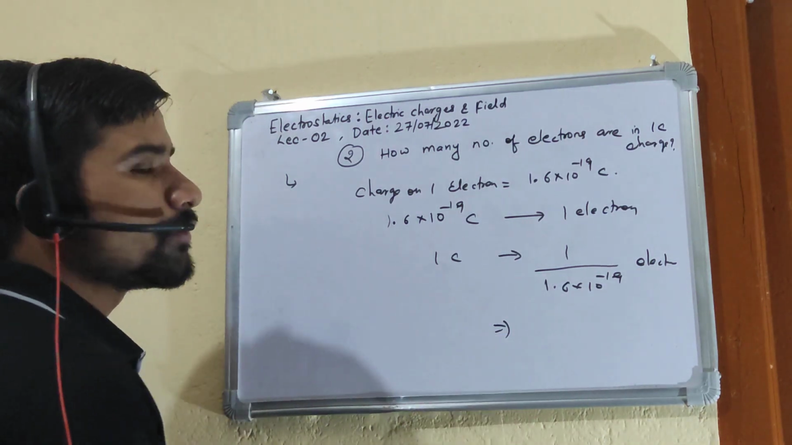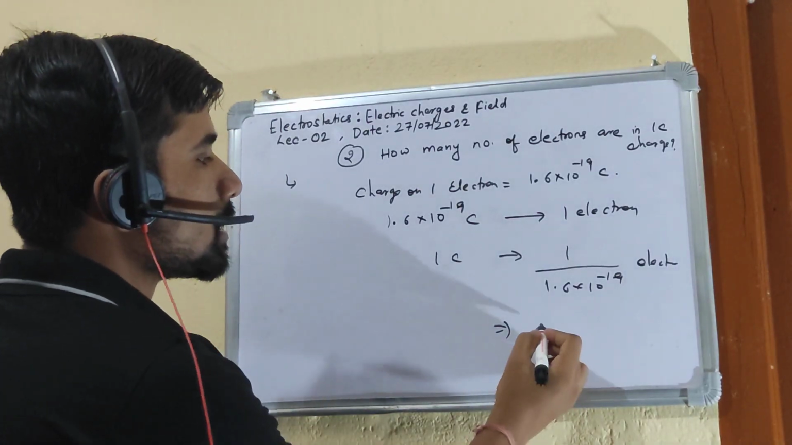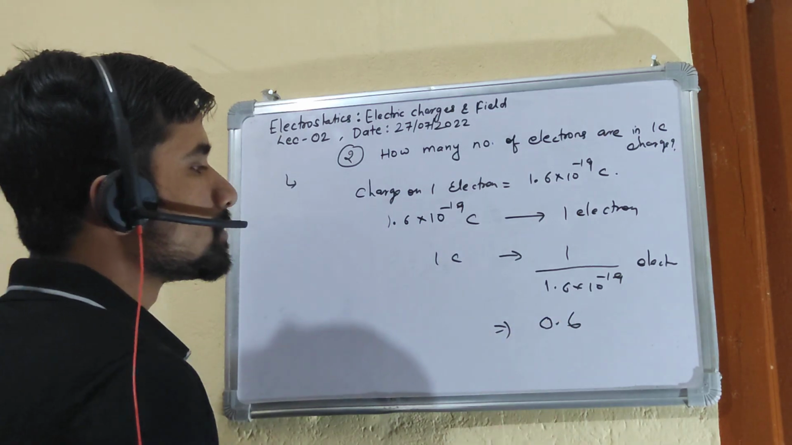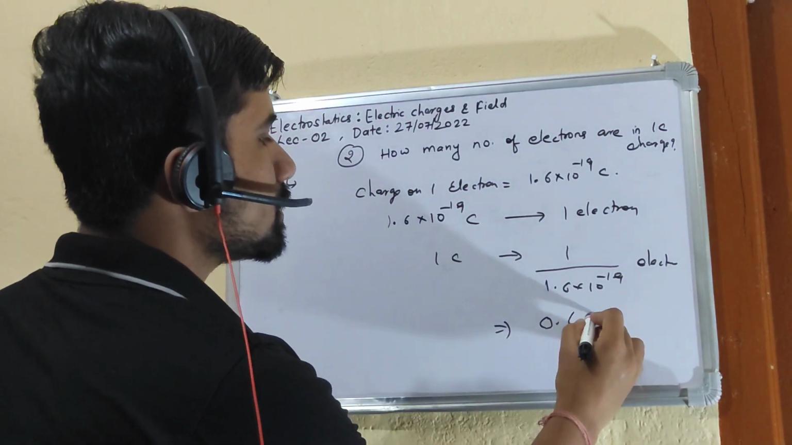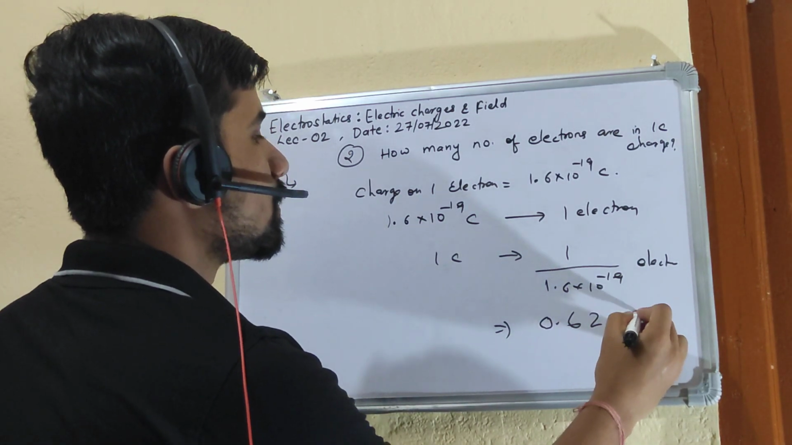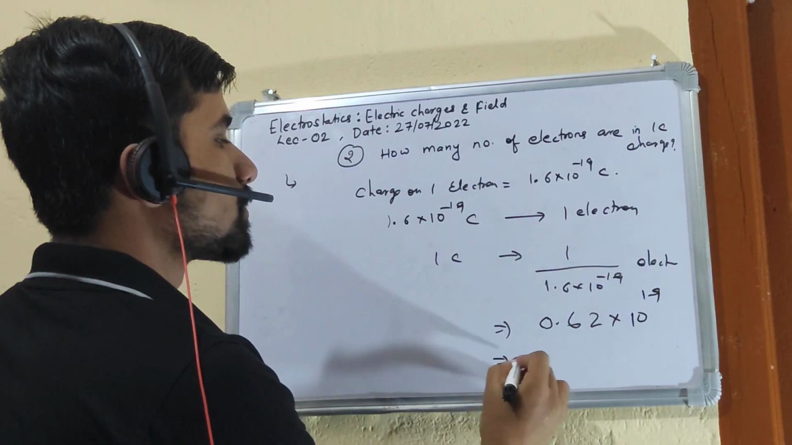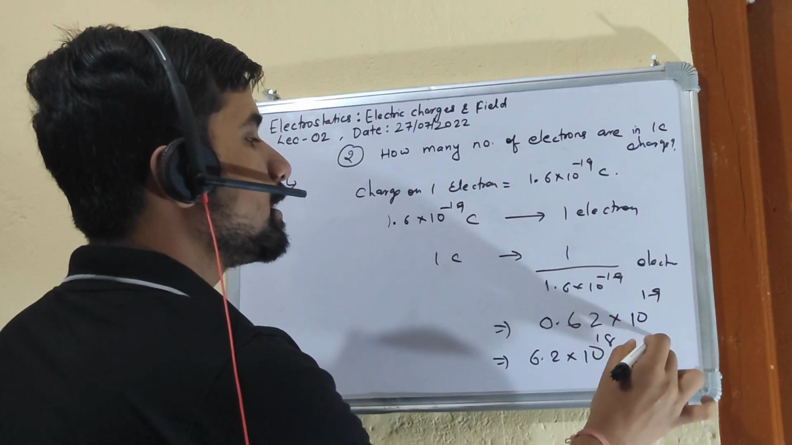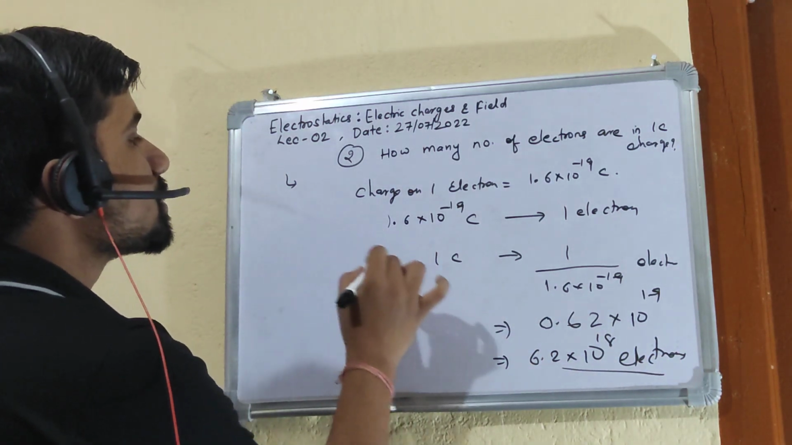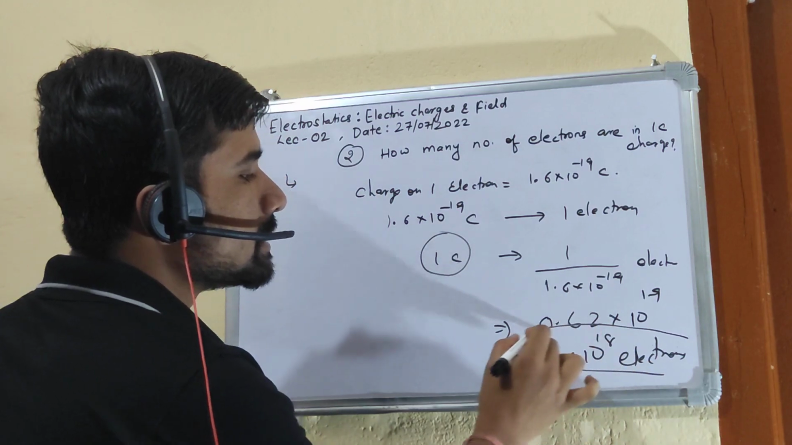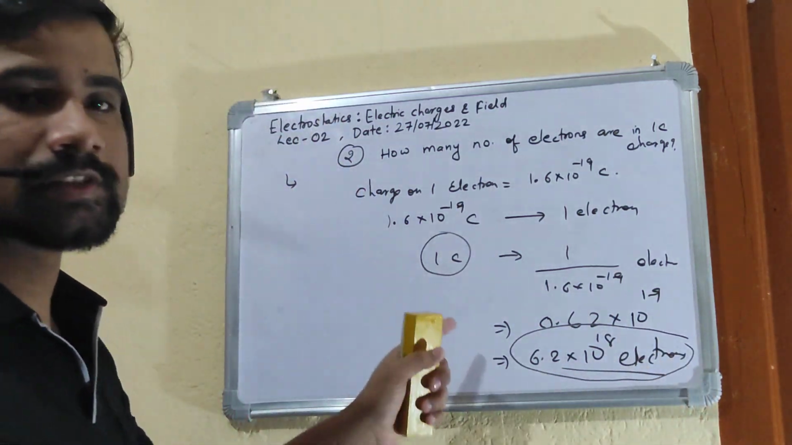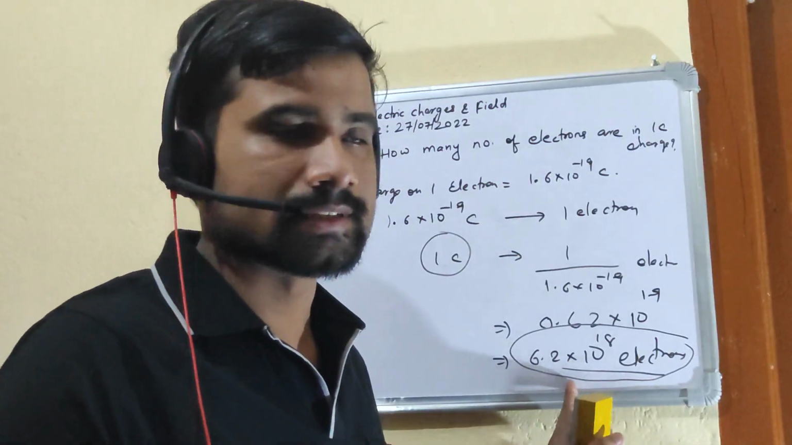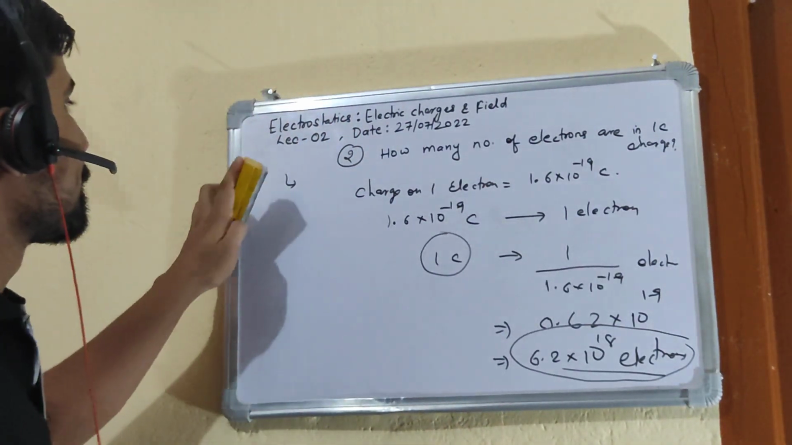Now you can quickly solve and tell me what exactly the answer is. Let me just solve it for you. So something like this, 6.2 into 10 to the power 18 electrons. So in 1 Coulomb charge, you see that we have this many electrons. So 1 Coulomb itself is a big amount of charge, you can say.